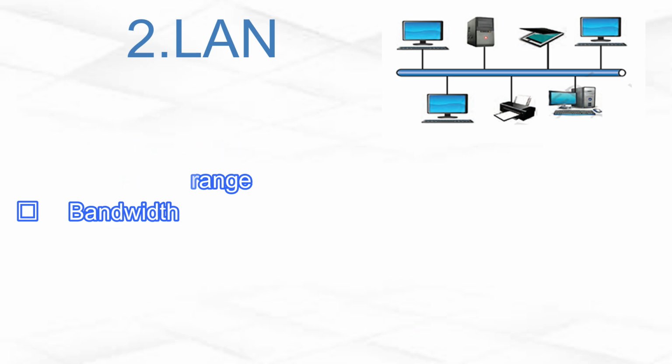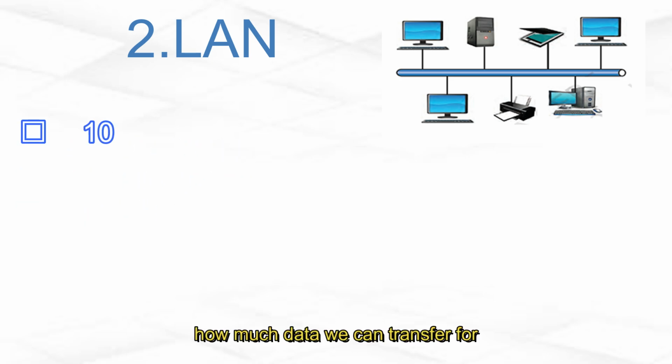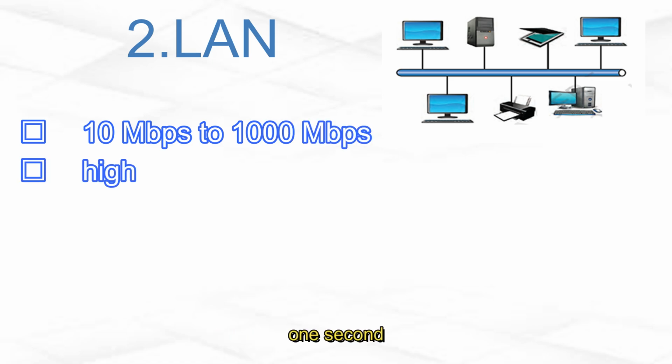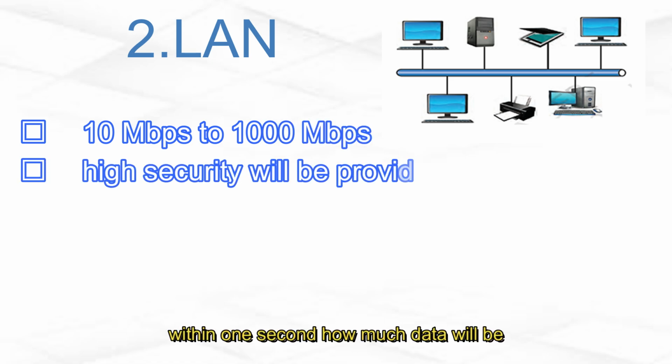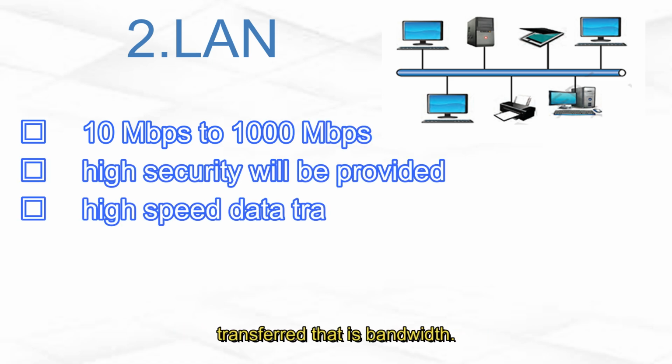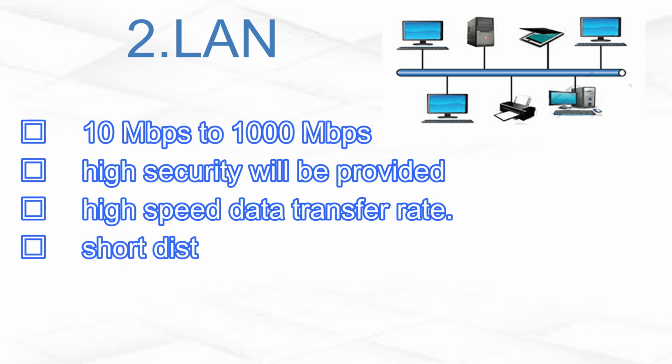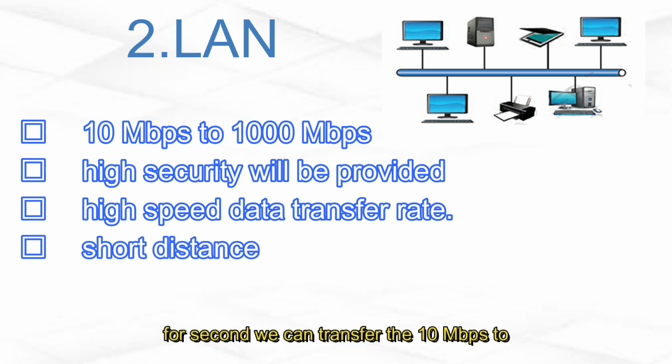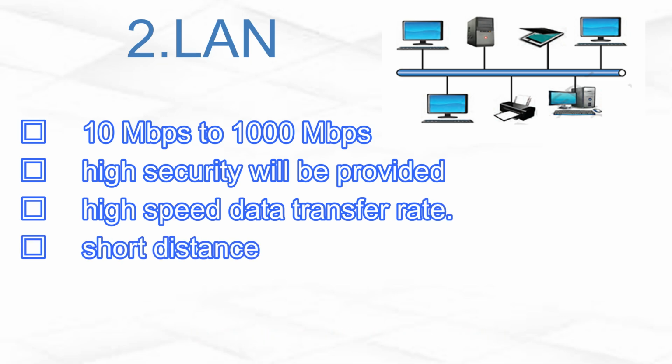Bandwidth means how much data we can transfer in 1 second. Within 1 second, how much data will be transferred, that is bandwidth. So in LAN, per second we can transfer 10 Mbps to 1000 Mbps. This is the bandwidth of LAN.